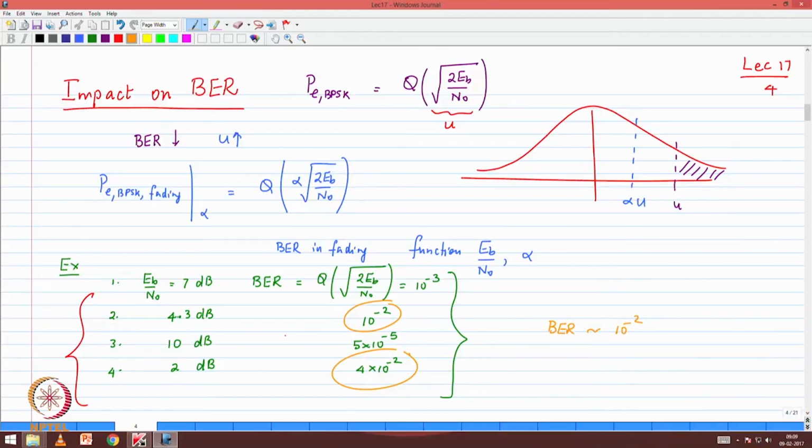So you notice that what was 10 power minus 3 in AWGN, again just as an illustrative example, suddenly became 10 power minus 2 in a fading environment. So that is what we highlighted in the class yesterday.